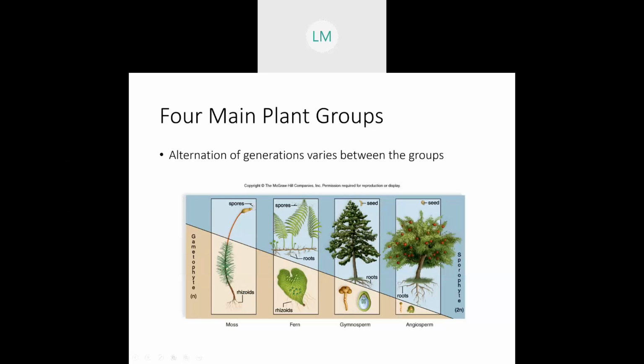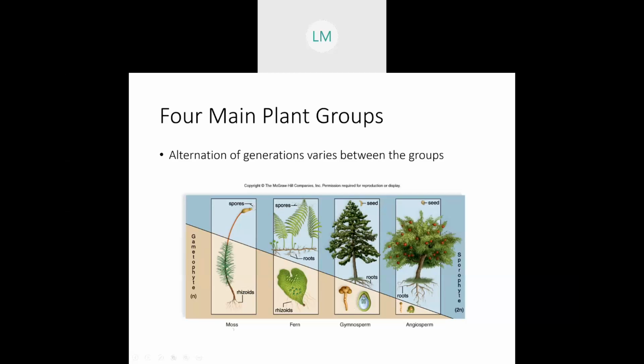So when we think about our gymnosperms and angiosperms, so our conifers and then our flowering plants, this is the majority of plants that you see when you walk outside. When we think about those types of plants, the dominant generation is the sporophyte generation. When you look outside and you see a tree, that's a diploid structure. That is a 2N sporophyte structure.